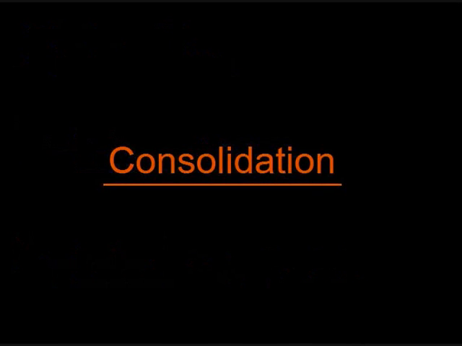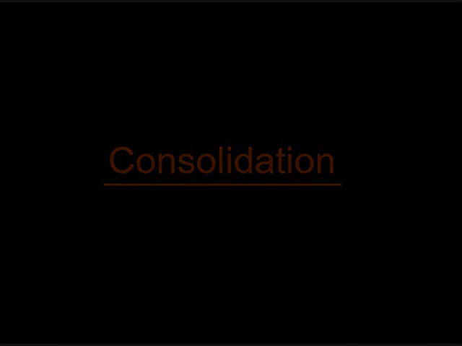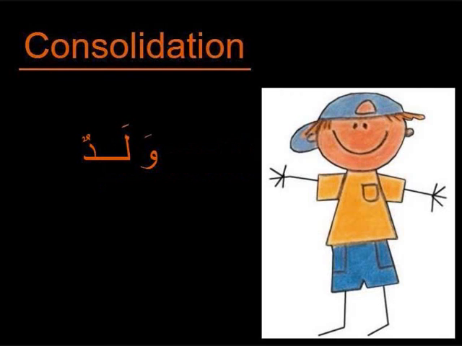Let us now consolidate what we've learned with some new words, insha'Allah. Okay, let's take the word waladun. Waladun means a boy. I've translated it as a boy because of the tanween. Again, to make it definite, I add al at the beginning of the word and take off one of the dhammah to get al-waladu. Waladun, al-waladu.